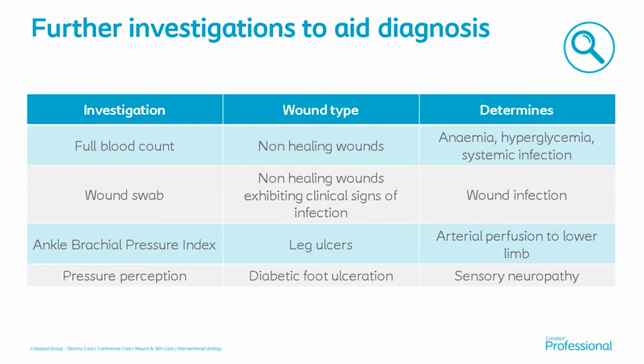Further investigations that we might want to undertake could be blood tests. We might want to do a wound swab to identify potential infection. In leg ulcers, we might want to do an ABPI assessment and a full lower limb assessment to identify whether a wound is likely to be arterial or venous in its appearance. That can also help us to identify whether there's an underlying cause that needs addressing with a vascular team, for example. Or pressure and pressure perception. We might want to do a more thorough diabetic foot assessment to see if somebody has sensory neuropathy, for example.